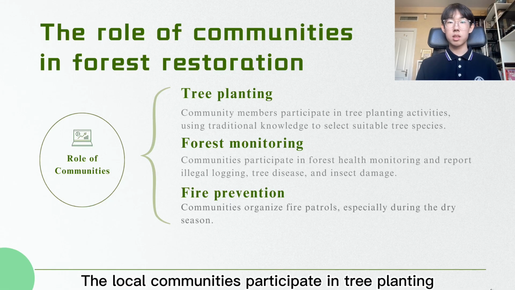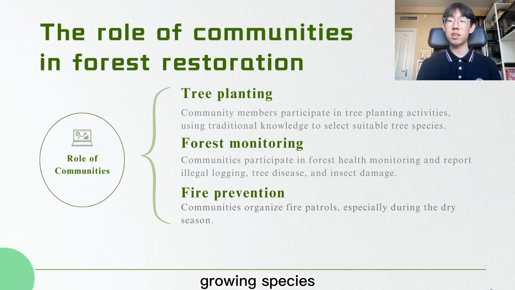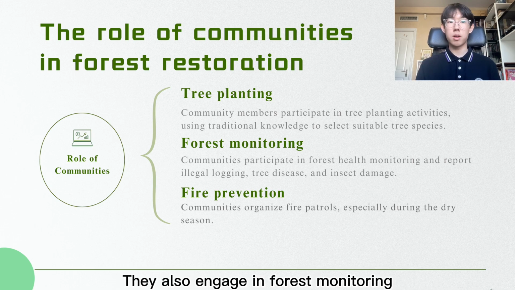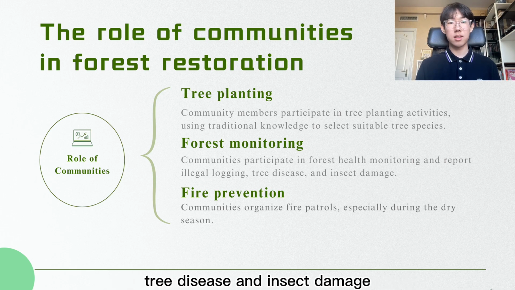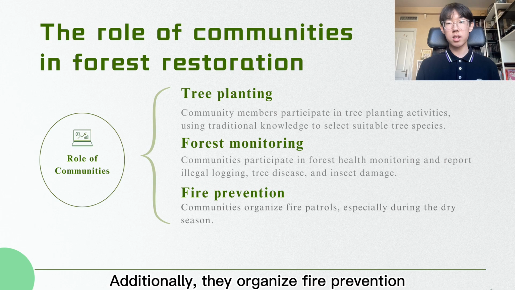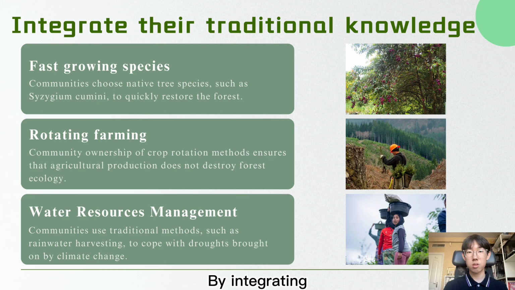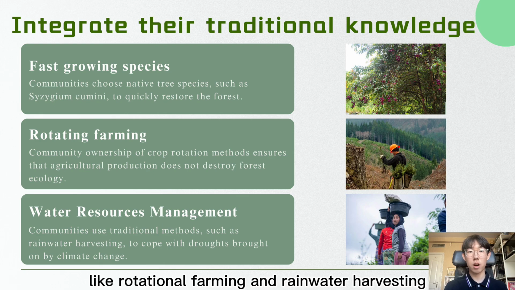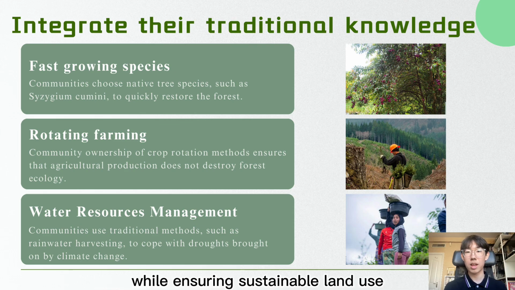The local communities participate in tree planting, using traditional knowledge to select fast-growing species like Tsuzujin tsumini. They also engage in forest monitoring, patrolling forests, and reporting illegal logging, tree disease, and insect damage. Additionally, they organize fire prevention activities such as setting up fire breaks and forming monitoring teams. By integrating traditional practices like rotational farming and rainwater harvesting, local communities enhance forest restoration while ensuring sustainable land use.